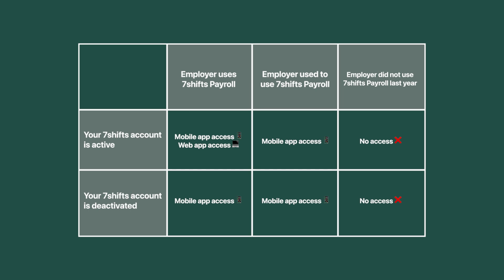If your account is deactivated and/or your employer used 7shifts payroll last year but doesn't use it anymore, you must use the 7shifts mobile app to access your tax statements. You won't be able to access them on the 7shifts website.